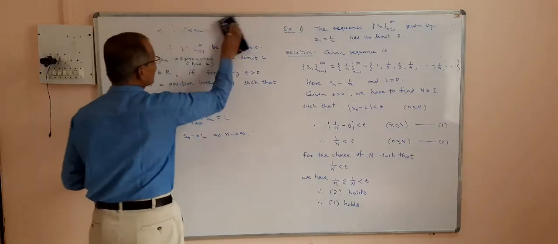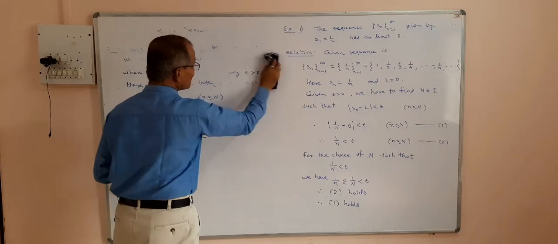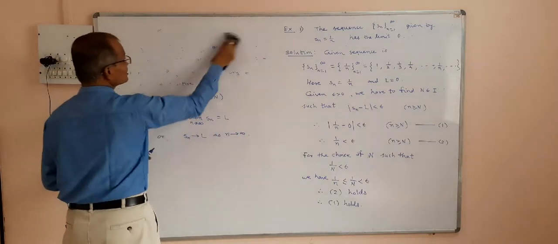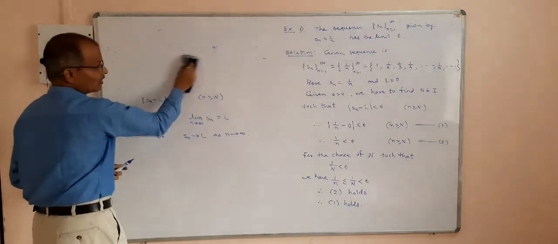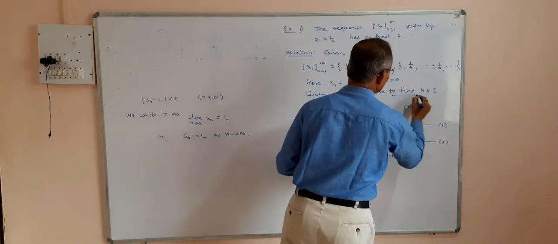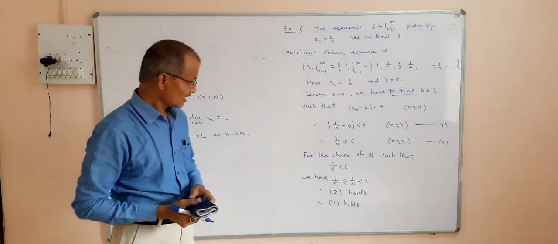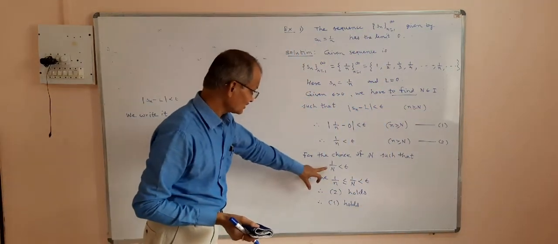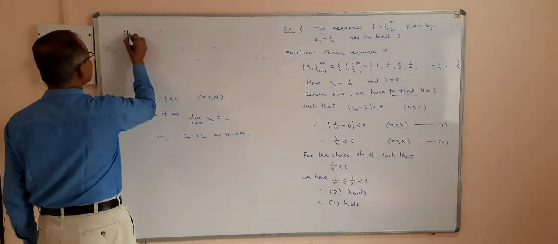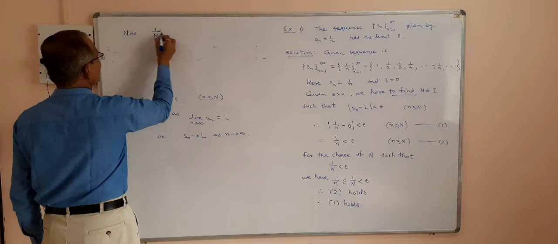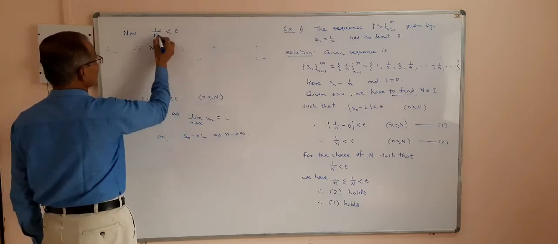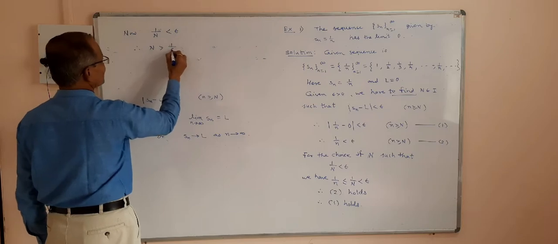But for that, what is capital N? Now you see, we have selected capital N. Here the choice of capital N is important to show the limit. There we have to find capital N. So this is important according to the definition. So capital N we have selected such that 1 by n is less than epsilon. Now 1 by n is less than epsilon means capital N will be greater than, take the reciprocal, 1 by epsilon.